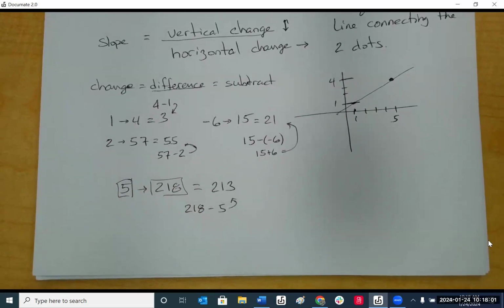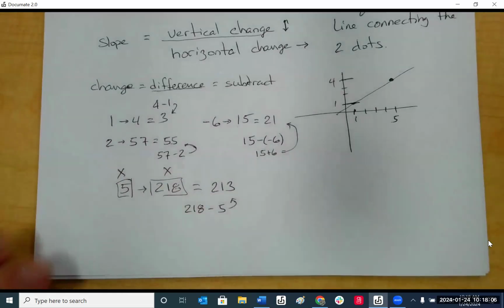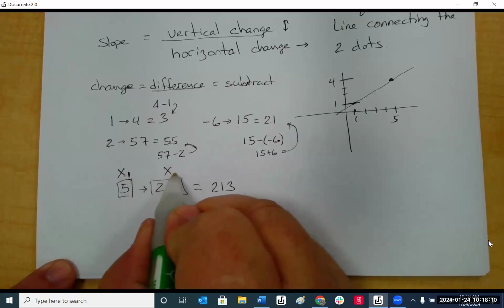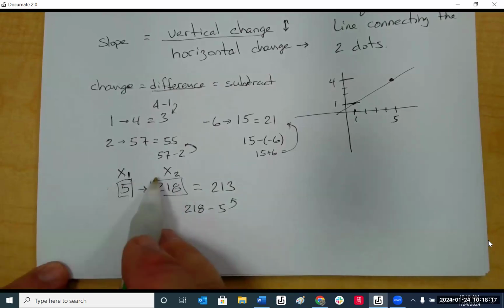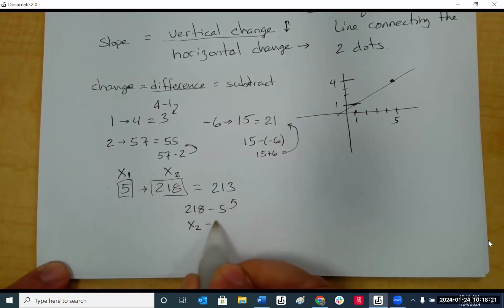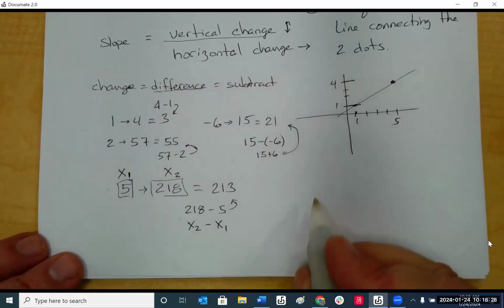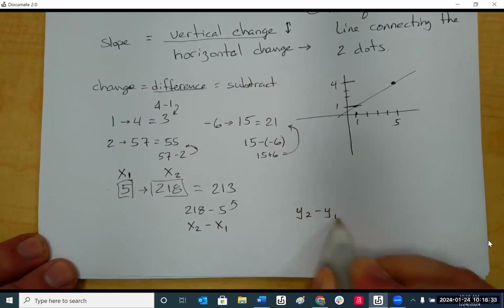We use subscripts to represent numbers. We can't just put x minus x. This x is the first x. This x is the second x. So the difference between two numbers is always going to be the second x minus the first x. Or if these were y's, it would be the second y minus the first y.